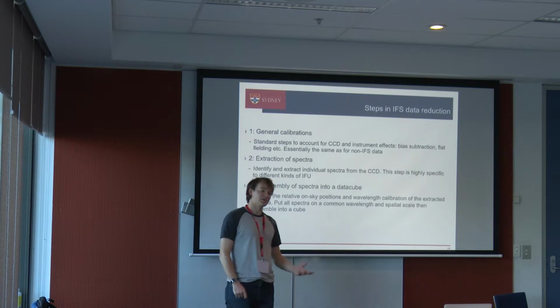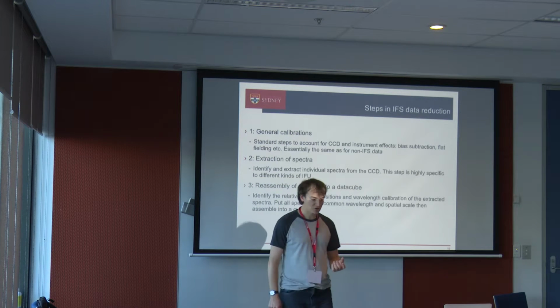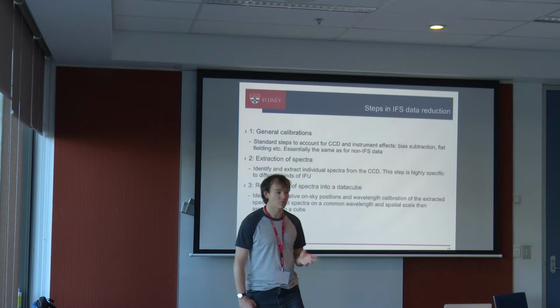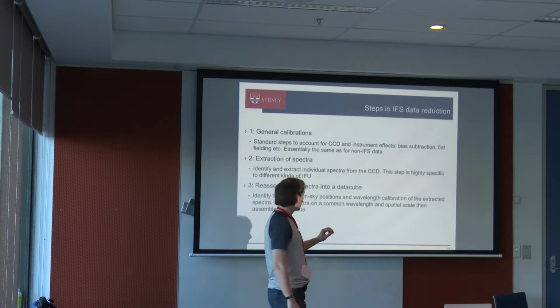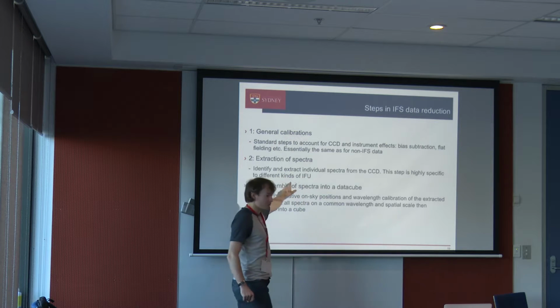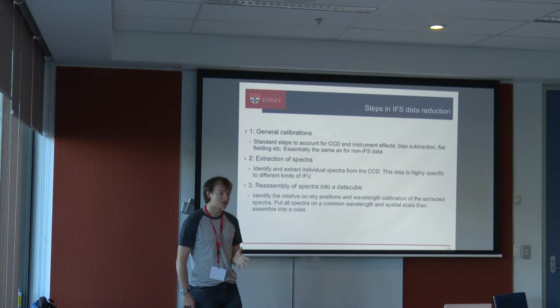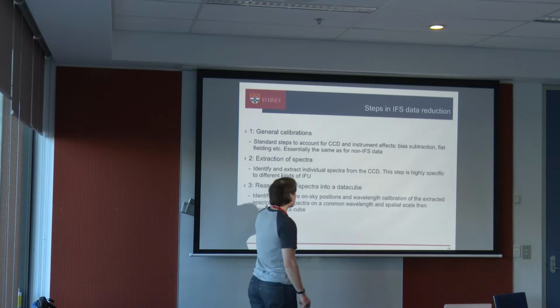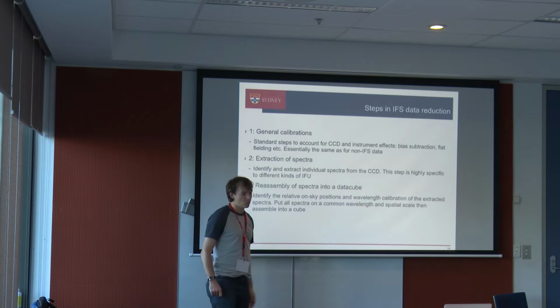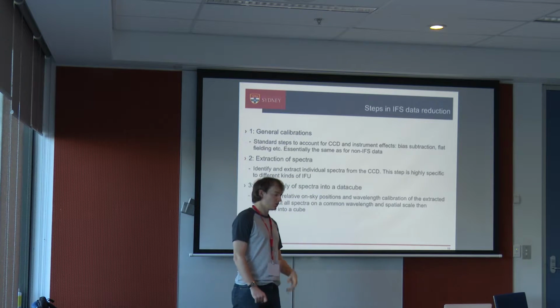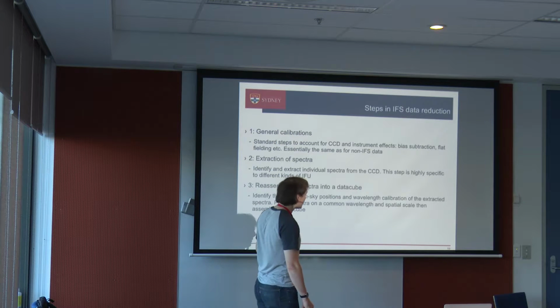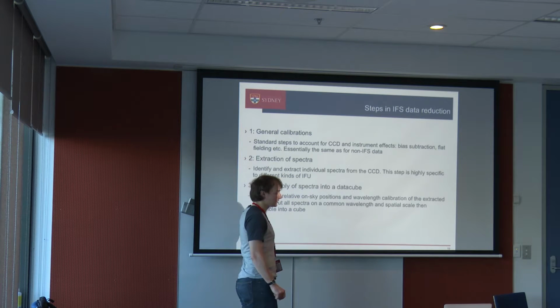So this involves things like the wavelength calibration of your individual spectra, also figuring out where it is you got them from on the sky. So in this step, you want to know where your spectra are on the CCD, so CCD x, y coordinates. And in this step, you want to figure out, I got the spectrum, where did it come from on the sky? So again, this is a little bit IFU dependent, less so than this step, certainly.